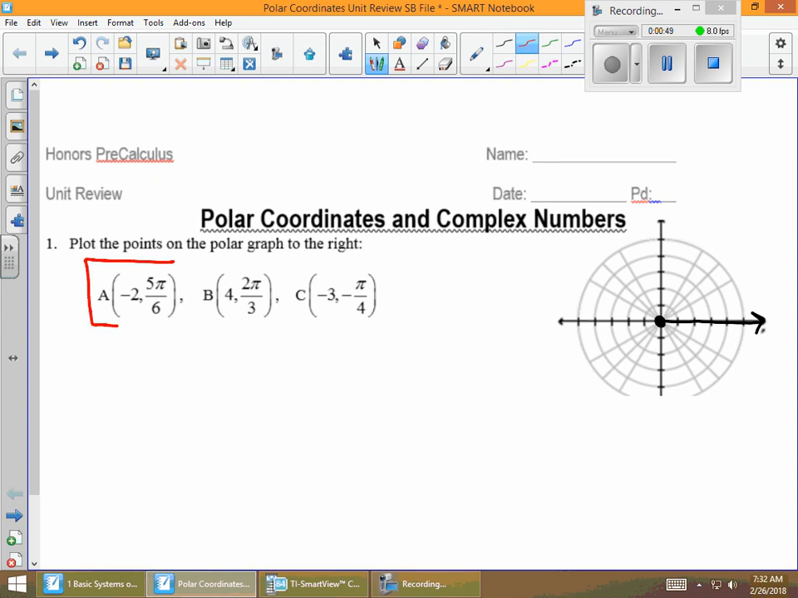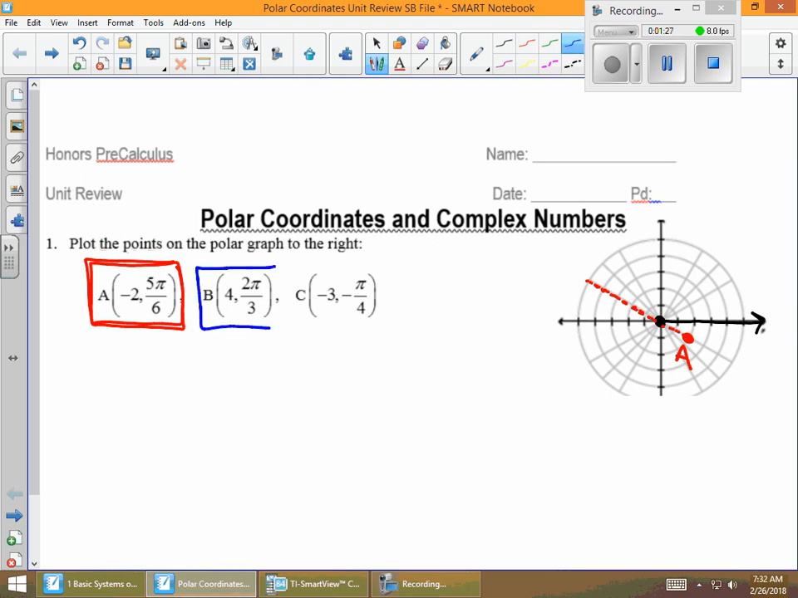So point A here, my r is -2, my theta is 5 pi over 6. So if we go over to 5 pi over 6, this is the angle line. But we need to go the opposite direction of it, or in the negative direction. So we're going to go 2 on that angle line in the other direction. That's how I like to deal with the negative. Think of going around to your angle and then going toward it, or out that angle, if you have a positive, and in the opposite direction if you have a negative.